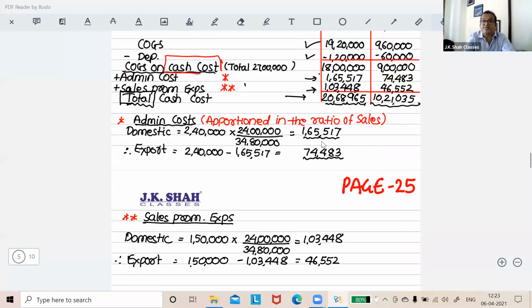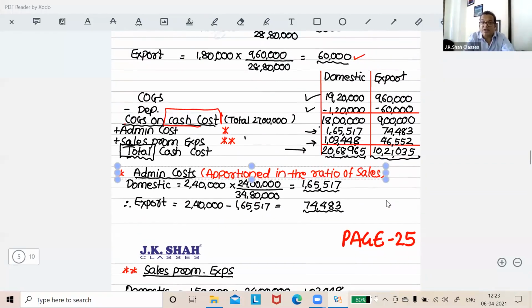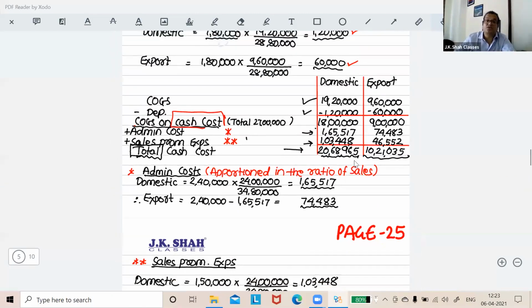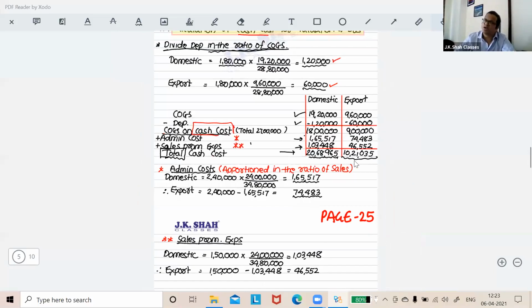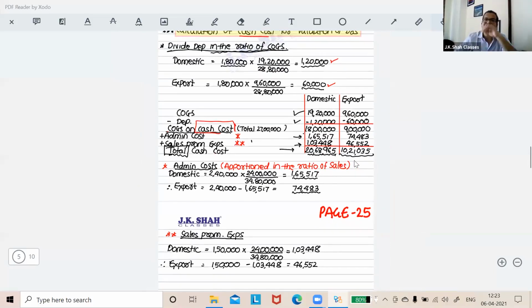So we get domestic administration cost this much, export administration cost this much. We have taken it over here. You can see one single asterisk over here. Similarly, sales promotion expenses we have divided in sales, we have taken over here. And then when we added, what do we get as total cash cost? 20 lakh 68,965, 10 lakh 21,035. This is the biggest task to be understood in this question. Once this is understood, then the rest of the question is as usual.